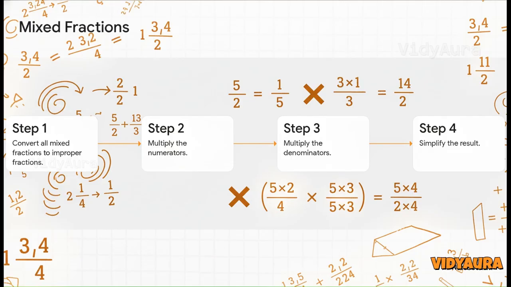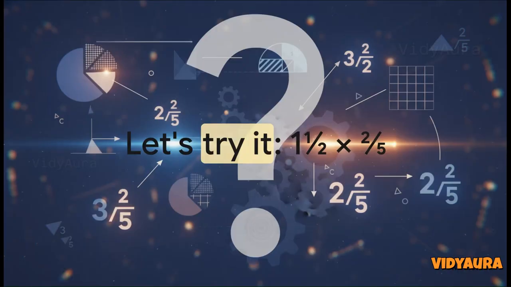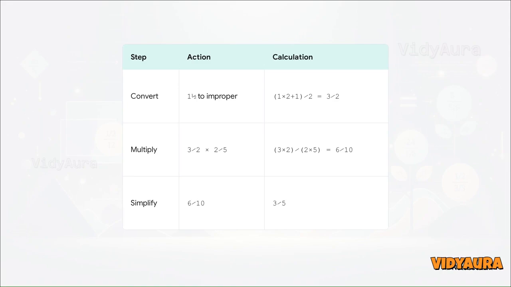Now listen up, because there is one rule here that is absolutely non-negotiable. You have to convert any mixed fraction into an improper fraction before you do a single other thing. Once you do that, guess what? It's the exact same process we've already mastered. So let's try one out. How would you solve 1.5 times 2/5? Okay, first things first. We've got to convert that mixed number.